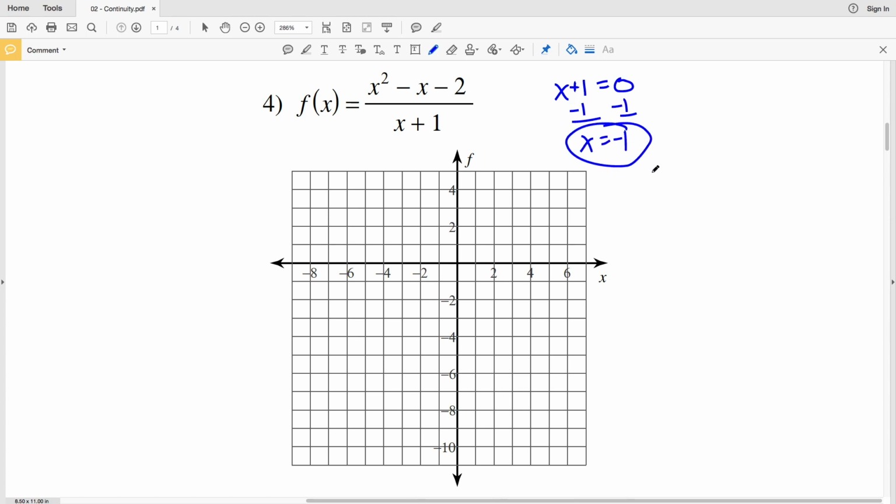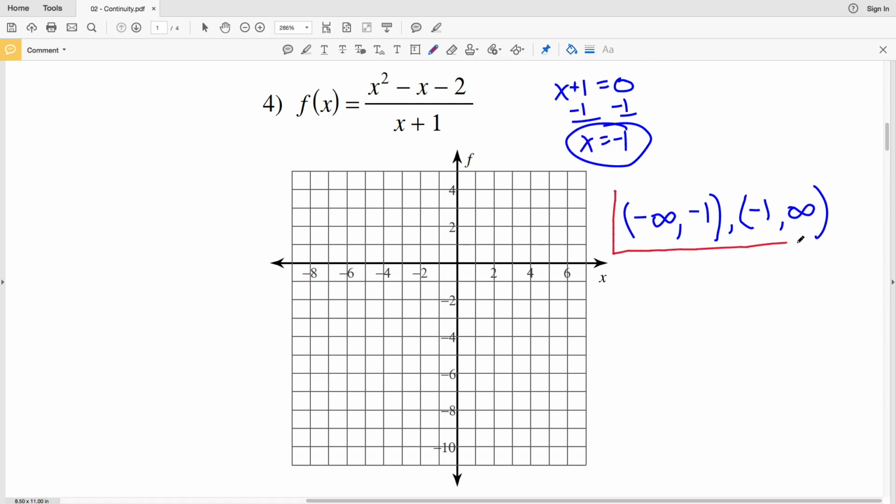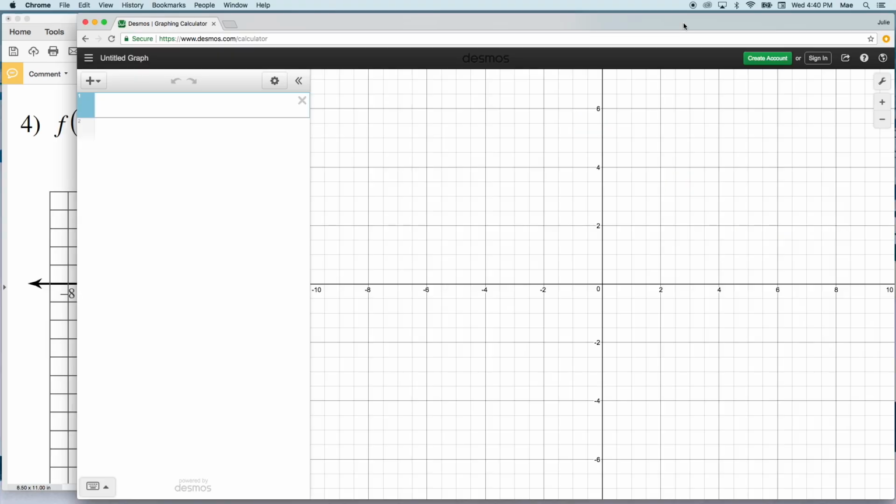So when x equals negative 1, I have a point of discontinuity. So from negative infinity to negative 1, and then from negative 1 to infinity, that is where my function is continuous. And let's go ahead and double check with a graphing calculator. Our function is x squared minus x minus 2 all over x plus 1.